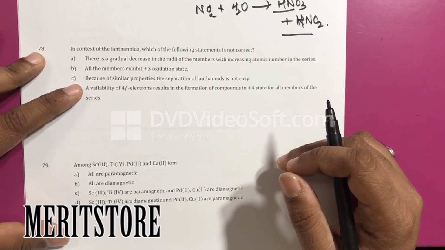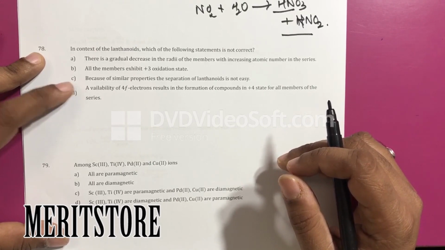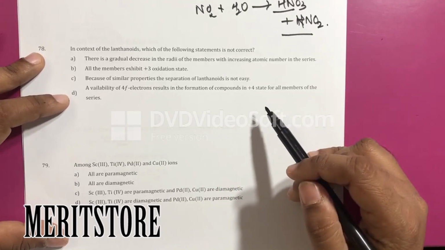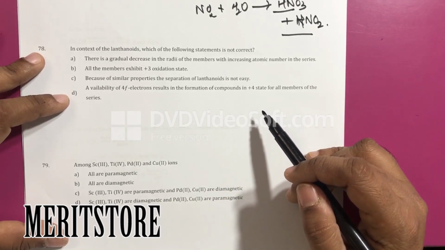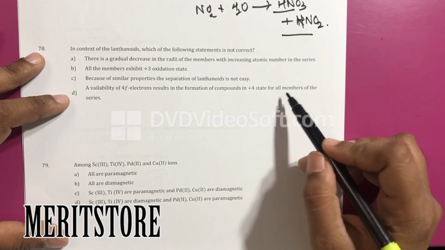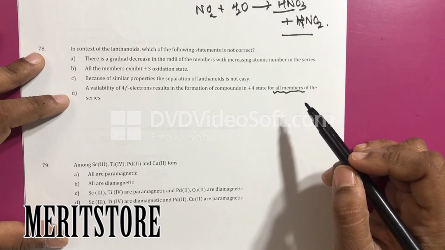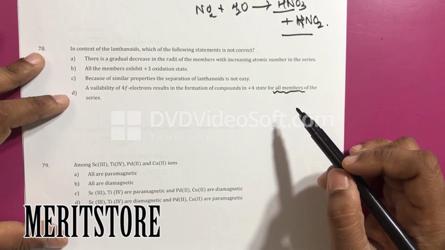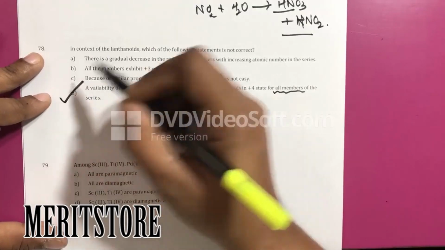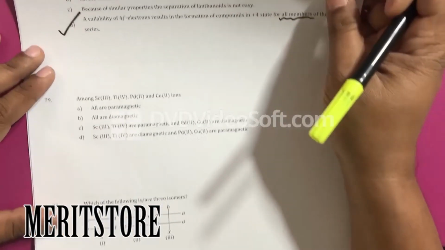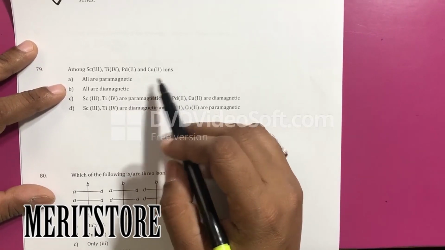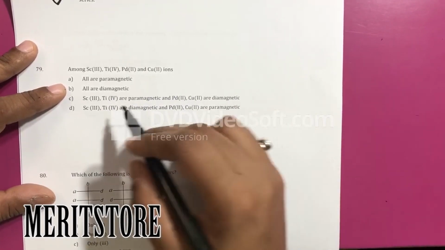Because of similar properties, the separation of the lanthanoids is not easy, definitely because their ionic sizes are nearby. Availability of 4f electrons results in the formation of the +4 oxidation state in all the members of the series. This is absolutely wrong. Very few members can form the +4 oxidation state because its formation requires more energy. Therefore, option D.